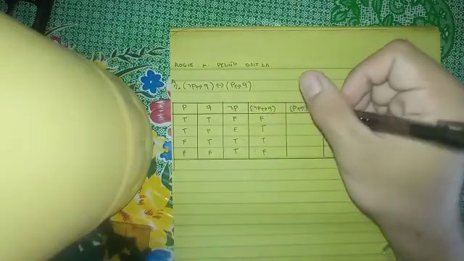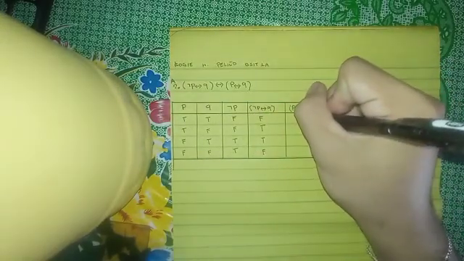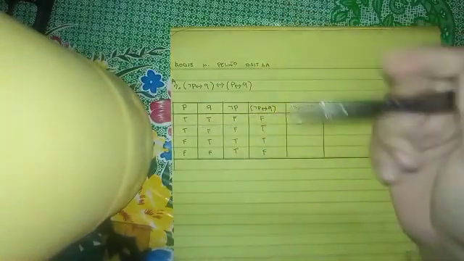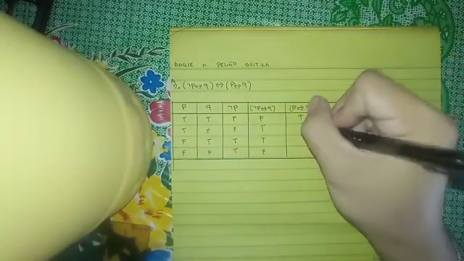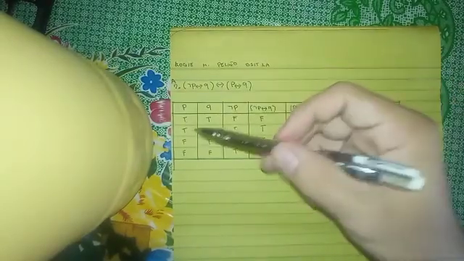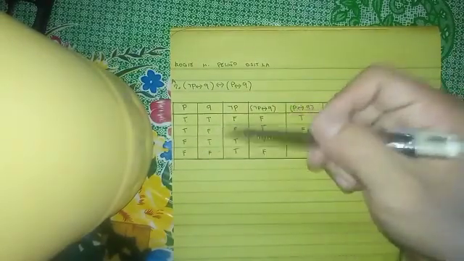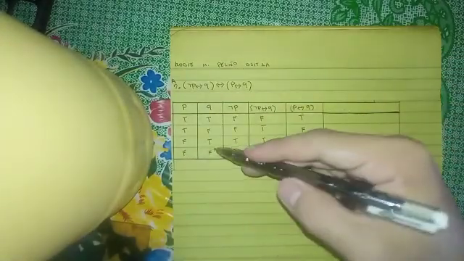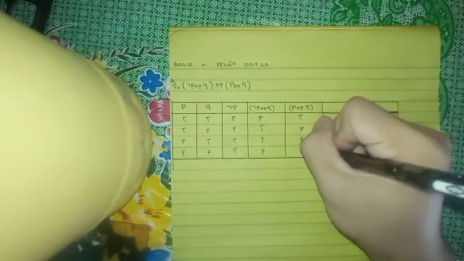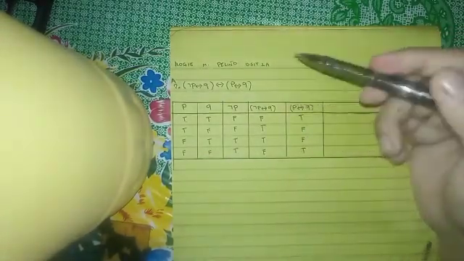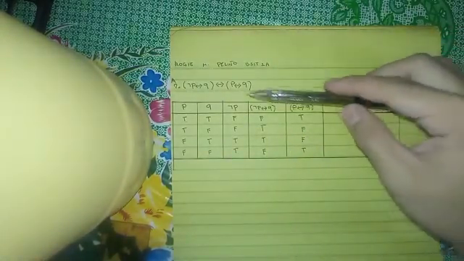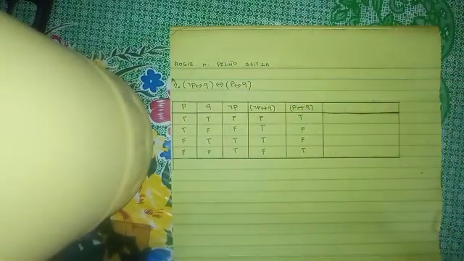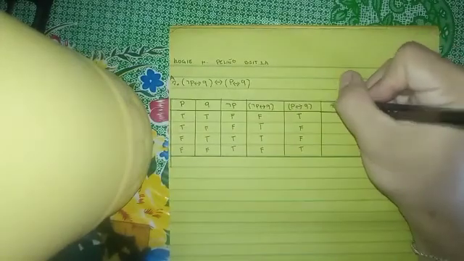True versus true is true. True, false, because it's not the same, it's going to be false. Then false, true, false, and then false, false, true. So this is the answer of this. Now you're going to solve this one. You're going to copy that.